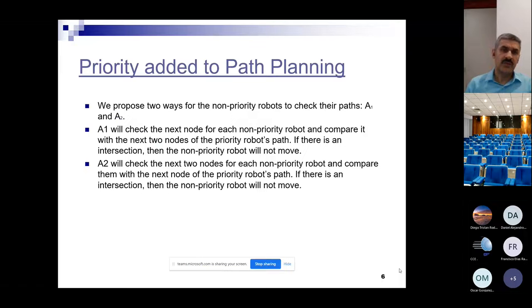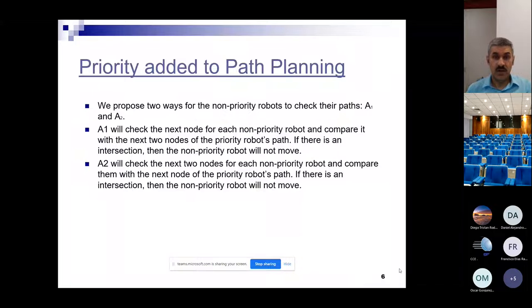Now we recently added priority, so that one robot can have priority with respect to all the others. We suggest two methods, A1 and A2. A1 checks the next node for each non-priority robot and compares it with the next two nodes of the priority robot's path. If there is an intersection, the non-priority robot will not move; it will wait.